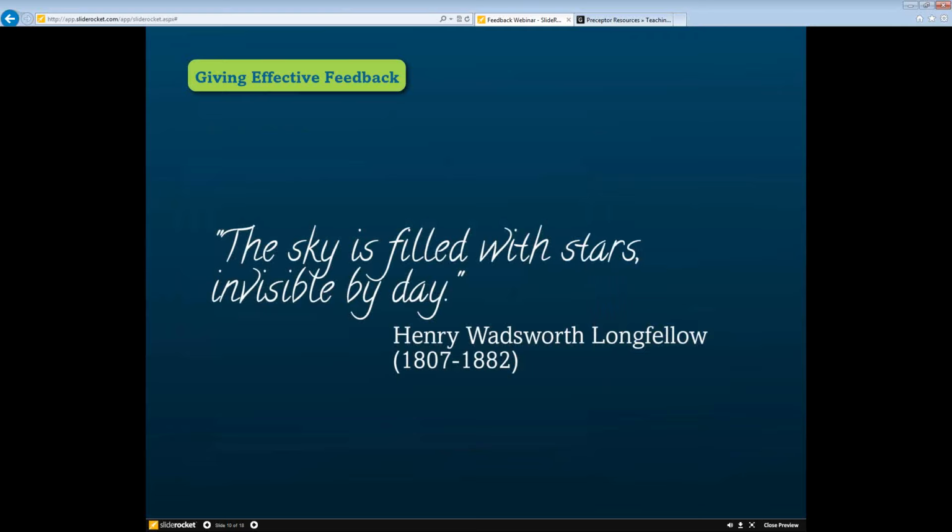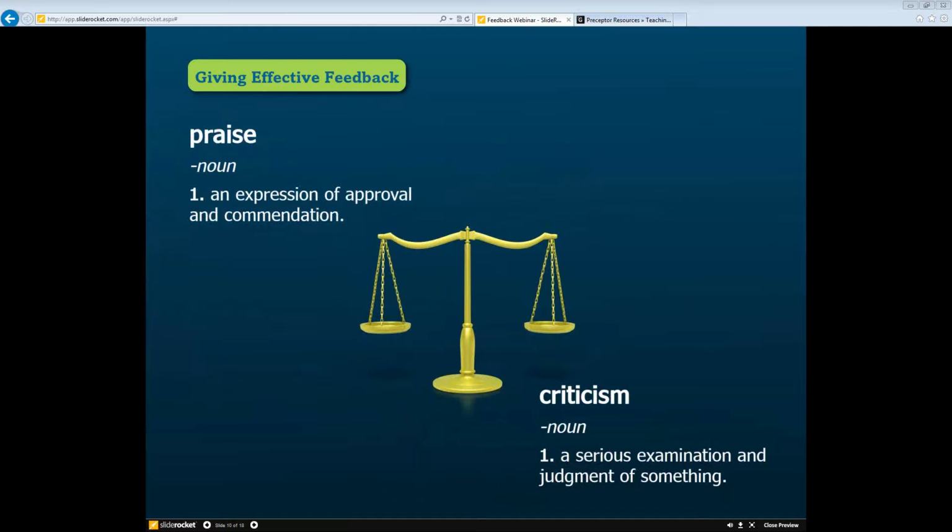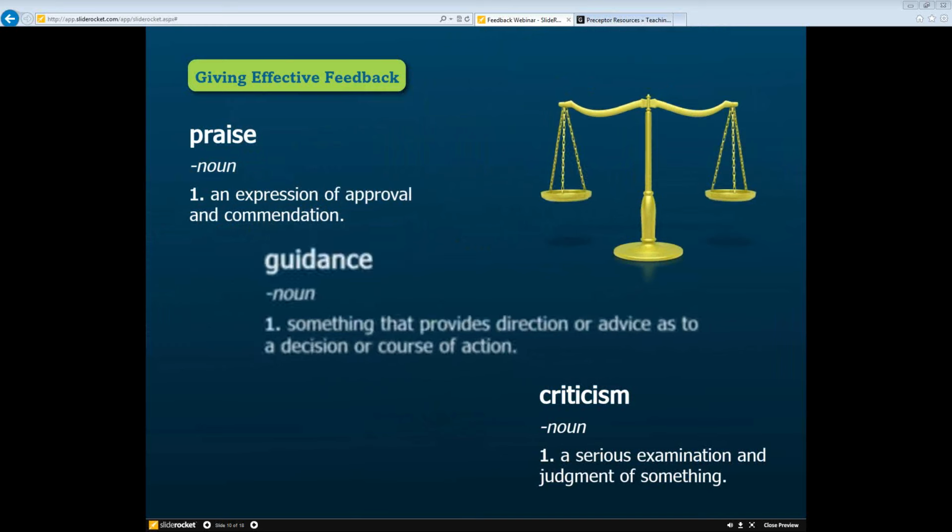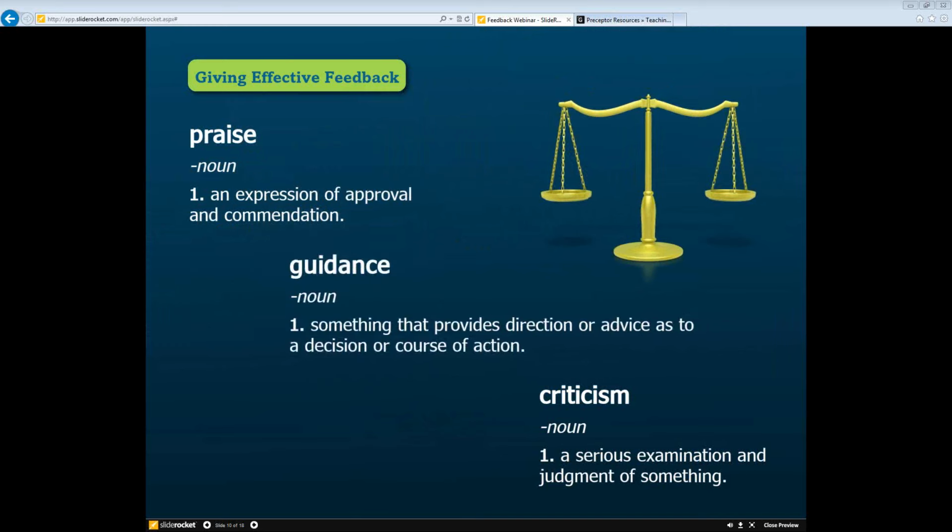This is one of my favorite quotations: "The sky is filled with stars, invisible by day." It basically reminds me that we have to be constantly observing our learners, constantly looking at their skills and behaviors, or we're going to miss the opportunity to be effective. Yes, we want to give them praise. Yes, we have to give them criticism, which is a judgment of something, so that's part of our role. But a huge part of our role is balancing the delivery of that praise with criticism and giving them next steps, the guidance that gives them direction or advice as to their course of action. That's where we come in.